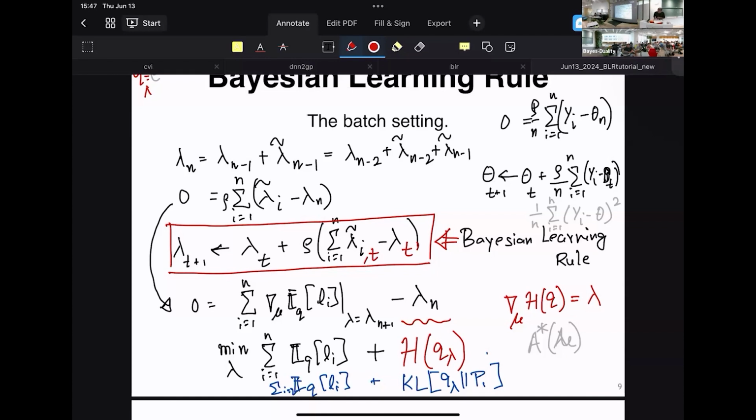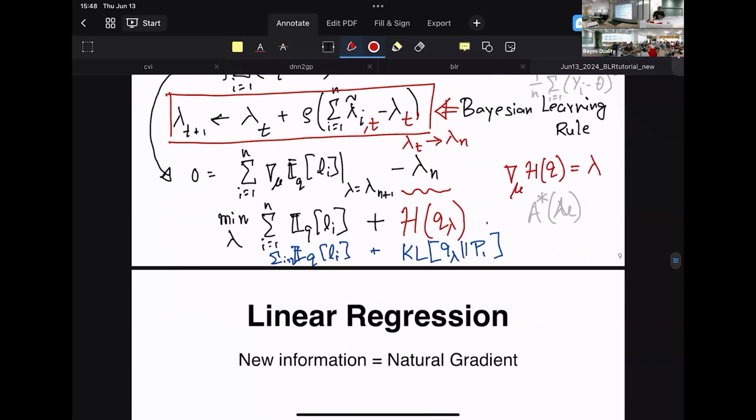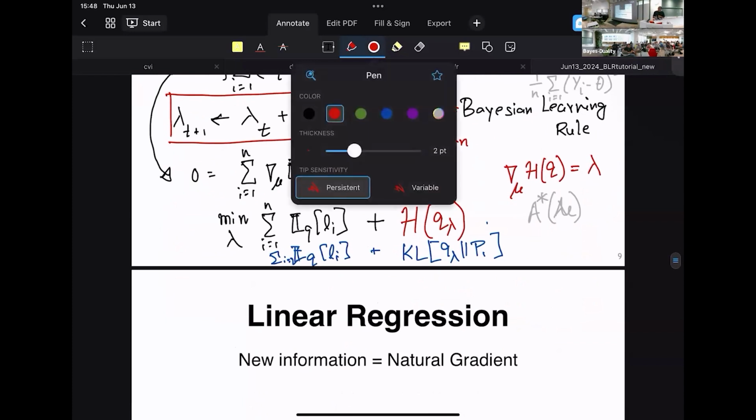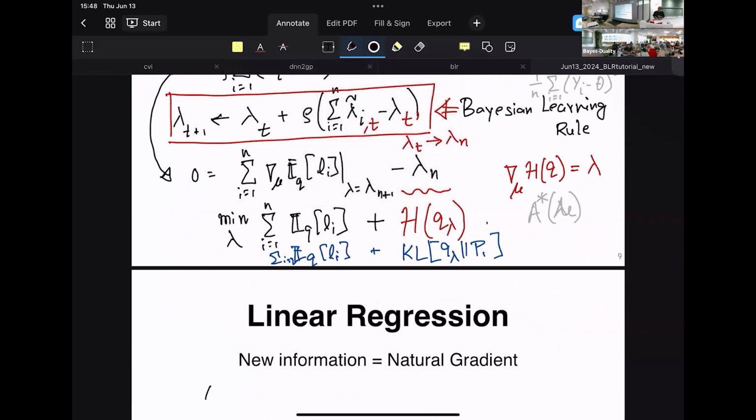Maybe let me just say, as you run this, lambda t will converge to lambda n. Sorry about the notation, but lambda n is the bad solution, and lambda t is the iteration that converges to lambda n. So you run this. In other words, you can write the same equation as lambda t plus 1 equals 1 minus rho times lambda t, plus rho times the sum over natural gradients, right?